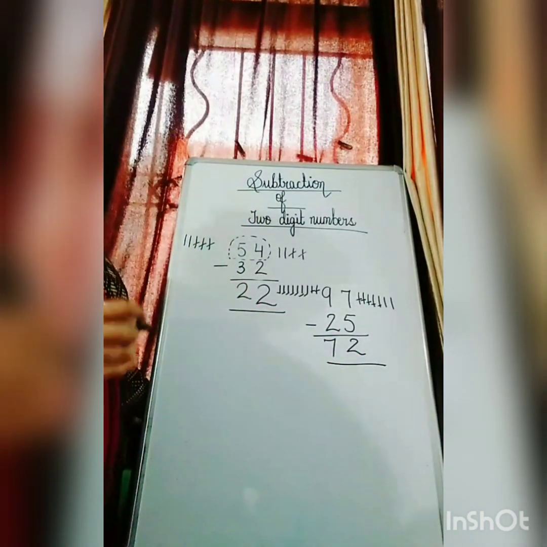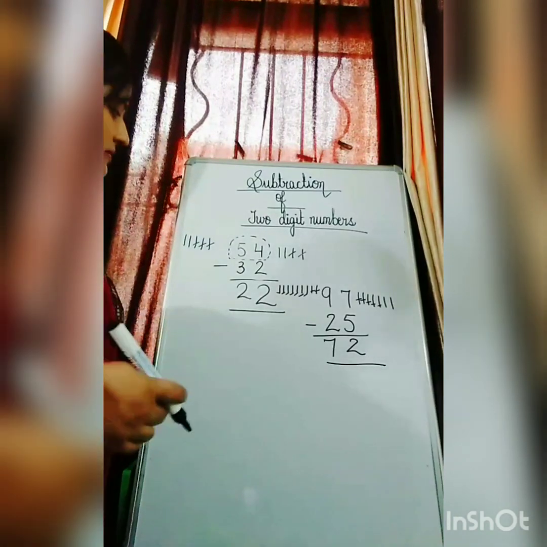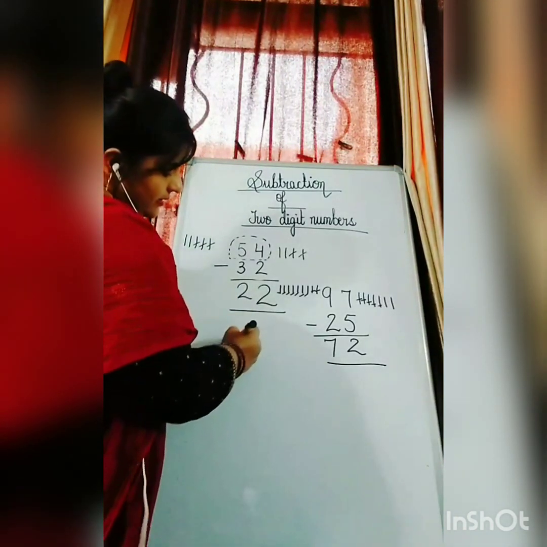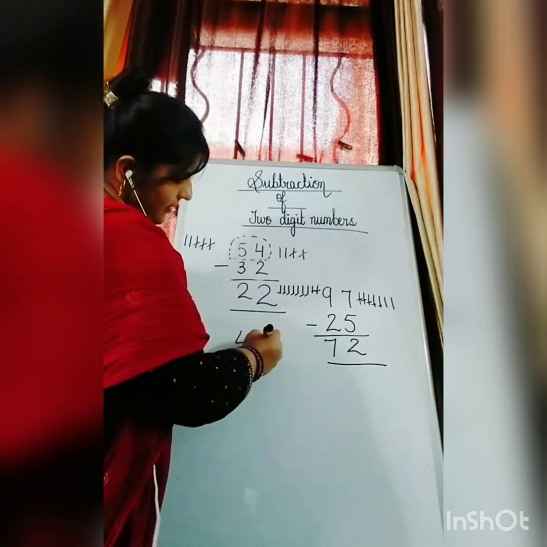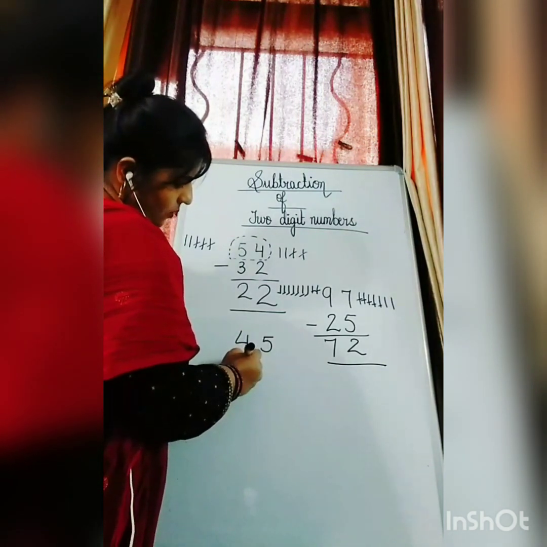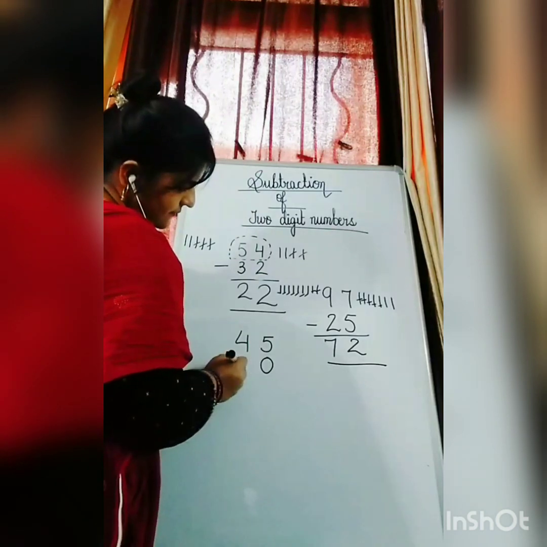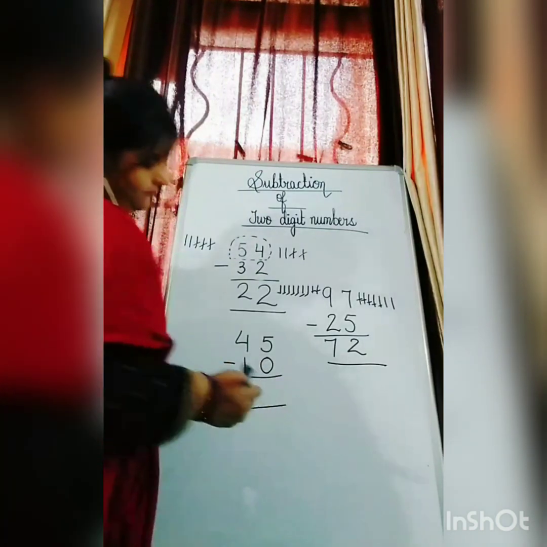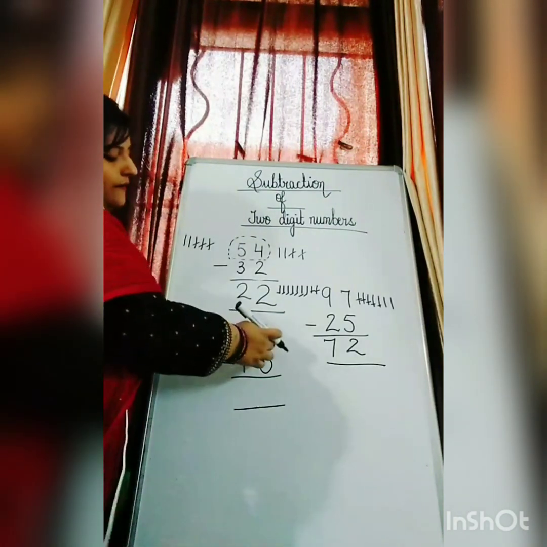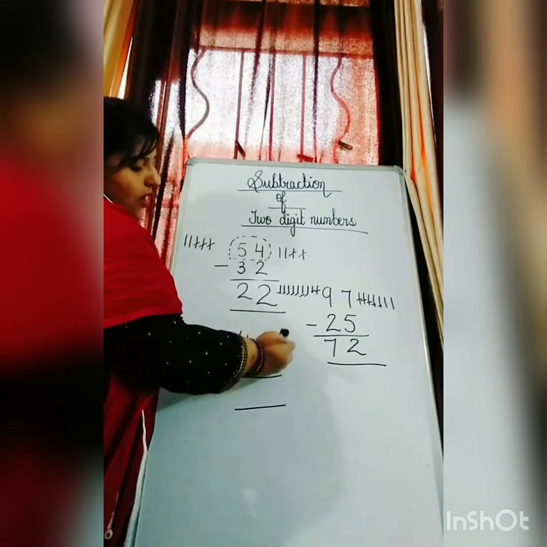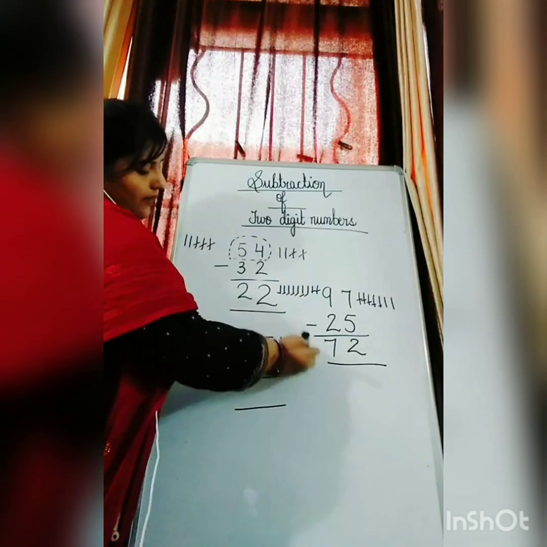Same way, I would like to give you one more example, using zeros. Suppose the question is 4, 5, 1, 0. That means 45 minus 10. Now the same thing you are going to do over here also. 5 lines we are going to make. 1, 2, 3, 4, 5.